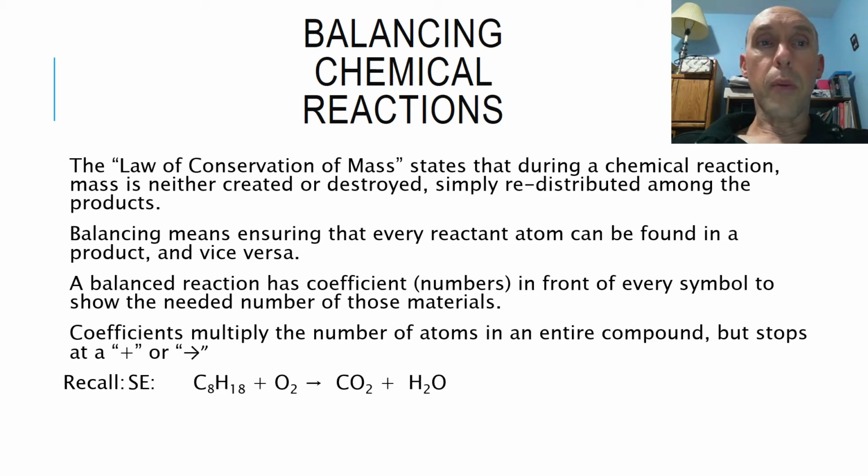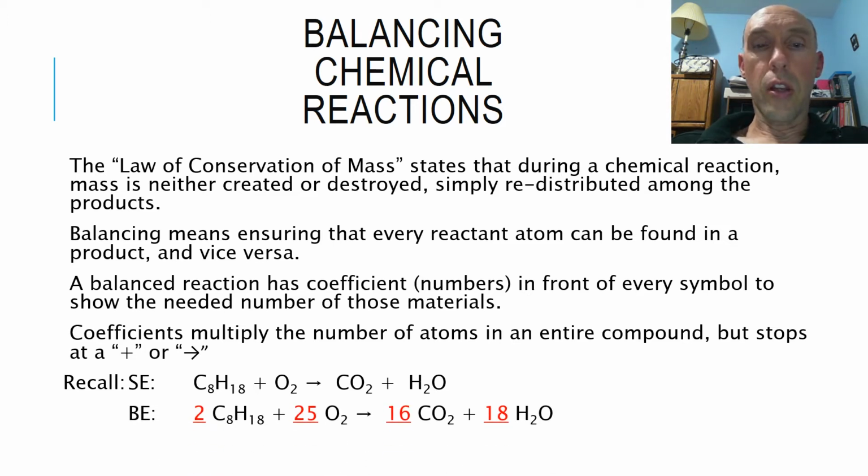When this gets properly balanced, we'll have coefficients, like 2 and 25 and 16 and 18. Now, those are pretty big coefficients. Usually they're not nearly that large. So we're about to go through the process of how we get those numbers. So on we go. If you need to pause the movie at this point, that's the last point on this slide.